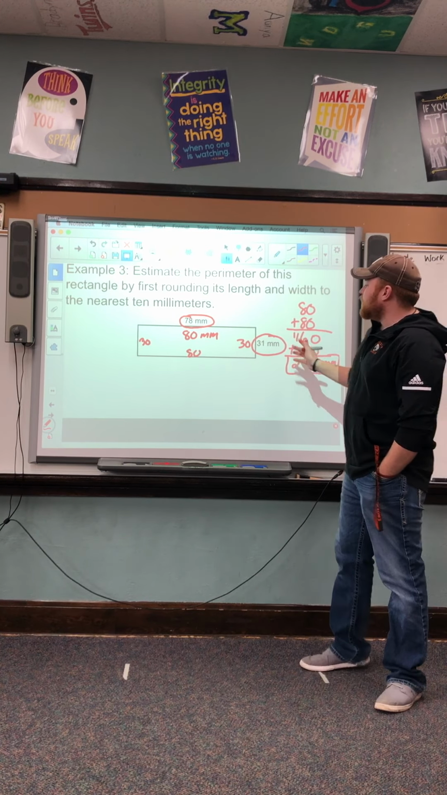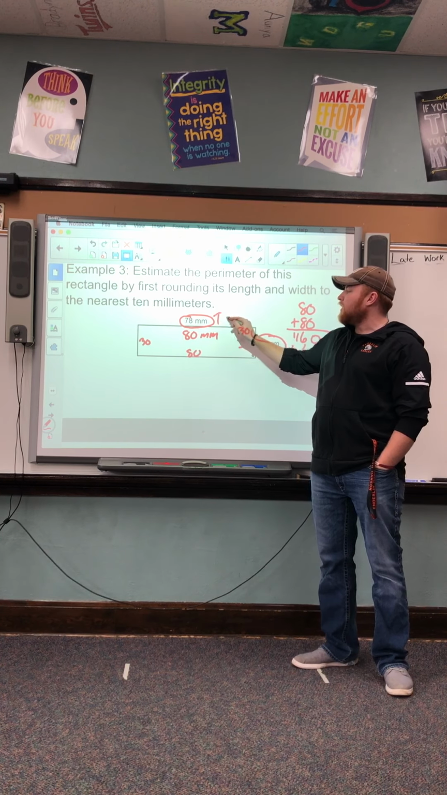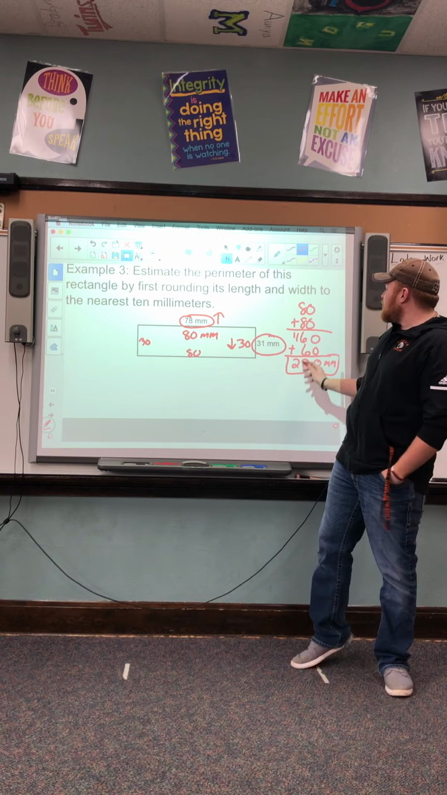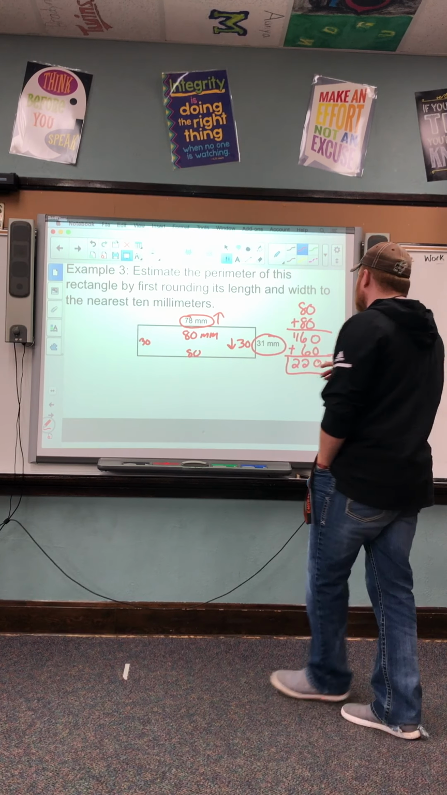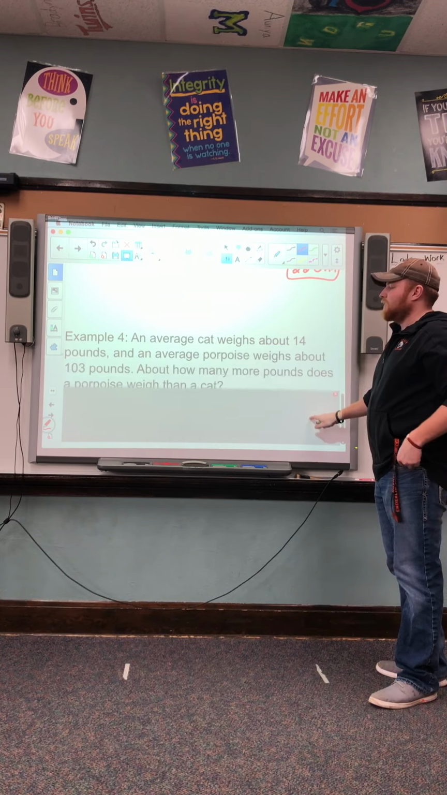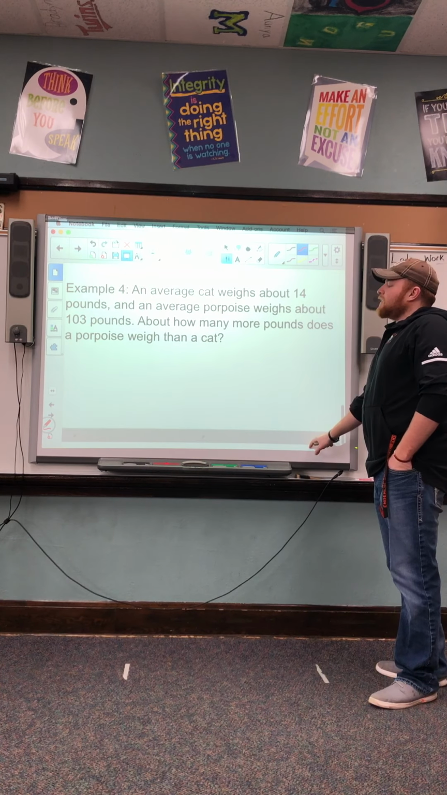Now this would be pretty close because this one we rounded up, and the 31, we rounded down. So I'm guessing we're pretty close again, but it's not an exact answer. You couldn't tell if it was greater than or less than, since we rounded both up and down. All right, last example.